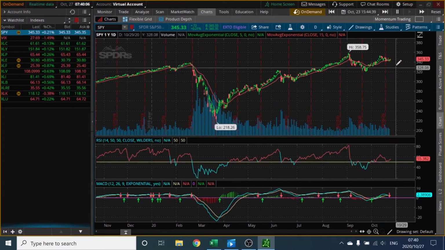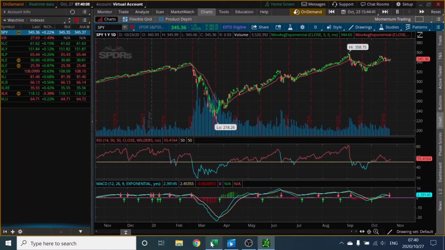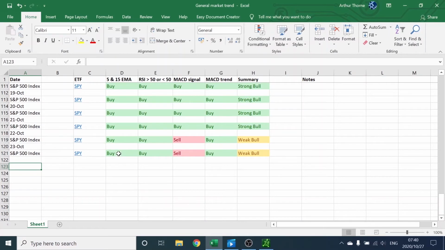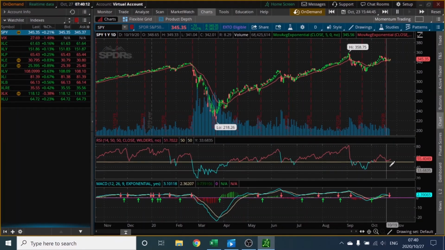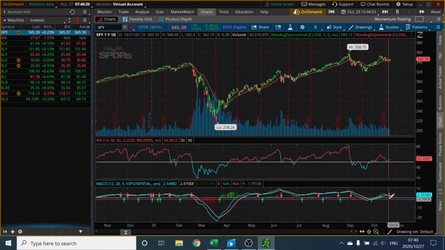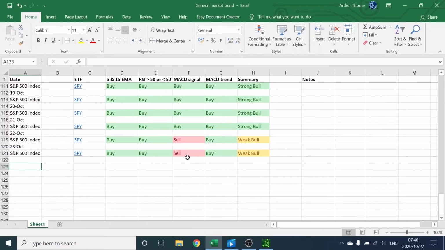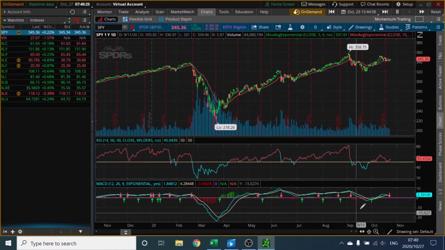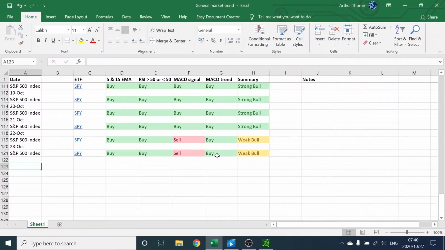The 5 EMA is above the 15 EMA, so it's a buy signal. The RSI is above 50, so the momentum is up, and this is also a buy signal. The MACD signal is down, so this is also a sell signal. Finally, the MACD line is above the 0 line, so this is a buy signal.